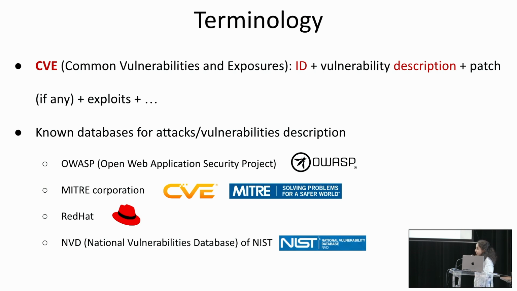Each attack which is detected and studied is stored in what we call a database of CVEs. So what is a CVE? CVE stands for Common Vulnerabilities and Exposures, and it is like the identity card of an attack. You give an identifier to the attack, a description of the attack, how it is happening, and of course, if a patch exists for this attack, you can add the description of that. There are a lot of known databases for CVEs. For example, the most known one is the Mitre Corporation, in which there are a lot of CVEs describing attacks. And there are also other databases like Red Hat and the NVD database.